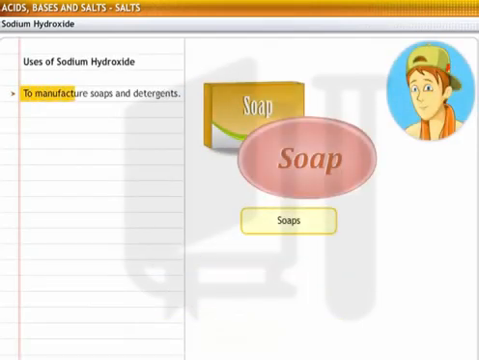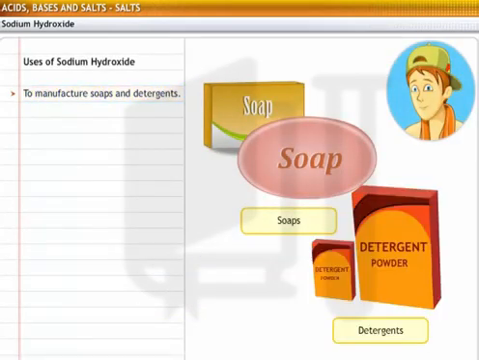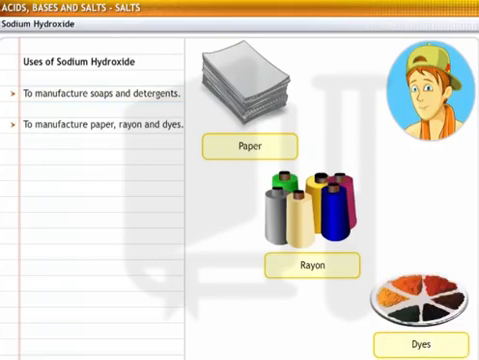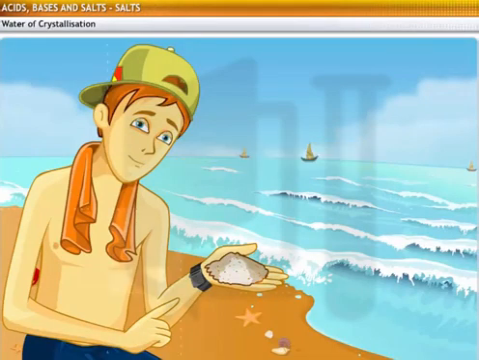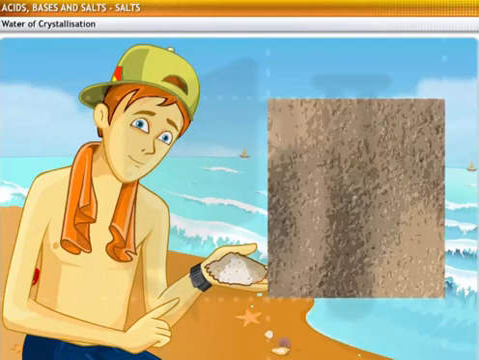It is used to manufacture soaps and detergents. Sodium hydroxide is also used to manufacture paper, artificial fibers like rayon, and dyes. Wow! Why is the sand shining? Did you observe that it is crystalline?